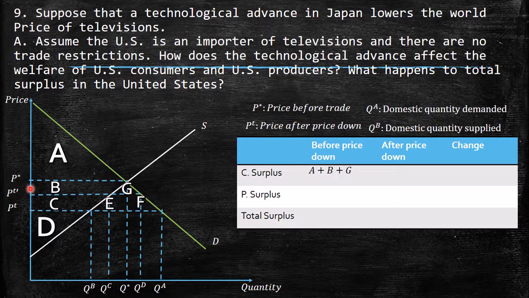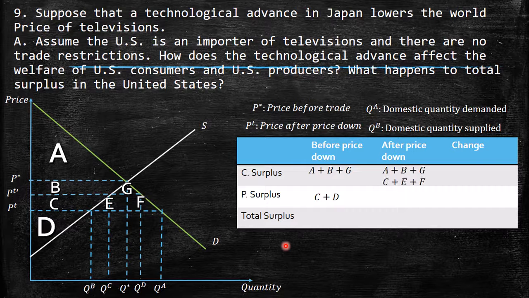So this old triangle is known as the consumer surplus. On the other side, we have the producer surplus. They had this triangle before, but given the lower price they are affected, so they don't have this triangle anymore. They have to produce to this point, and they will have this triangle, C plus D.